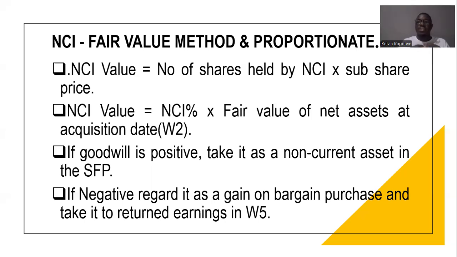And since it's a bargain purchase, you take it to the group retained earnings in working number 5. Okay, so you're going to add it to the group retained earnings in working number 5. But if it's a positive goodwill, then you're going to capitalize the carrying goodwill in the consolidated statement of financial position. So that is how you deal with goodwill.